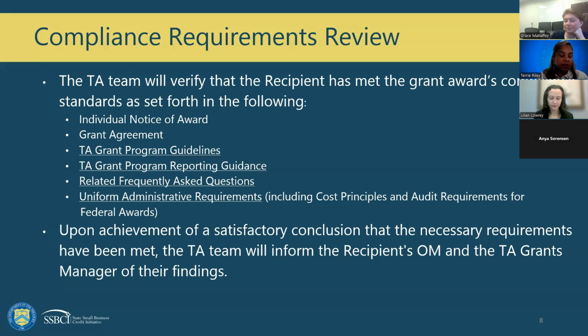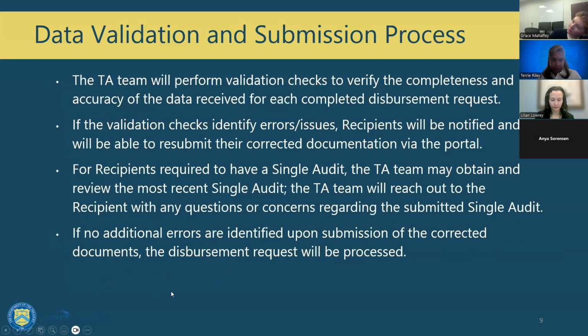You should have copies of your grant agreement. If you do not have any of this information that is currently printed on the screen, please let us know. It should be available on our website, but we can always provide copies to you as well. Once we have done this review, we'll let your OM and the grant manager know of our findings. And then we'll also conduct another review, which is on the next slide, which is just a simple data validation. Could you go to the next slide, Grace?